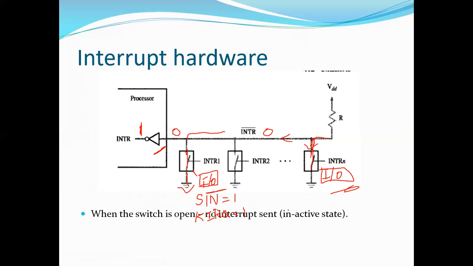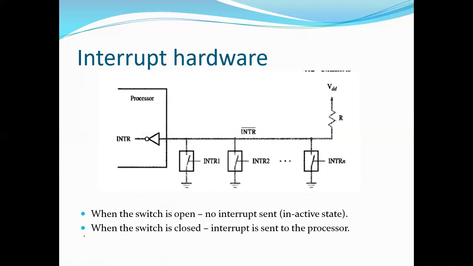So the switch is open, which means no interrupt is sent. There is no interrupt sent in this state. If the switch becomes closed, when the flags are set, the switch gets closed, and now the voltage is passed through the ground and value 1 is sent to the processor.